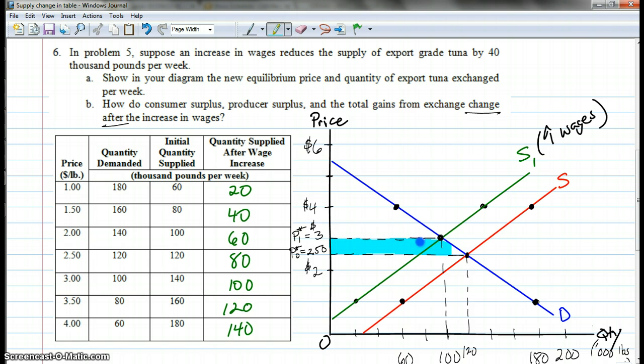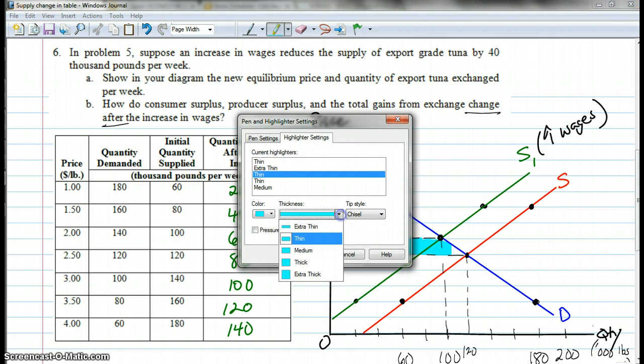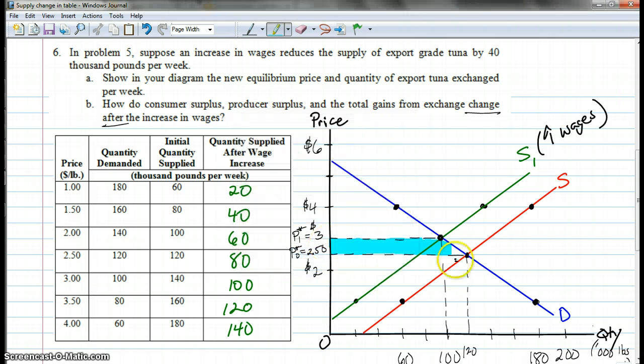And got to make sure that we include this piece here, which represents the change in quantity. So that is the lost consumer surplus. No need to calculate it, although you could. The blue area is lost consumer surplus.